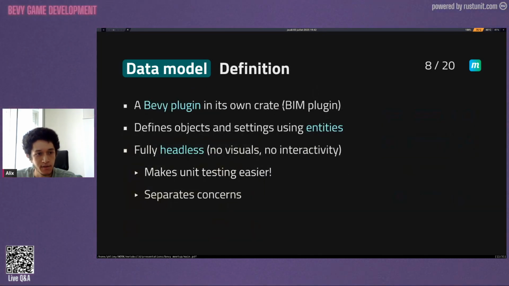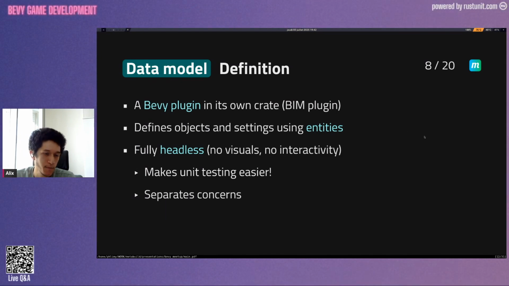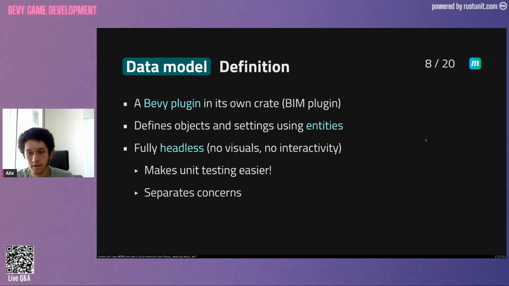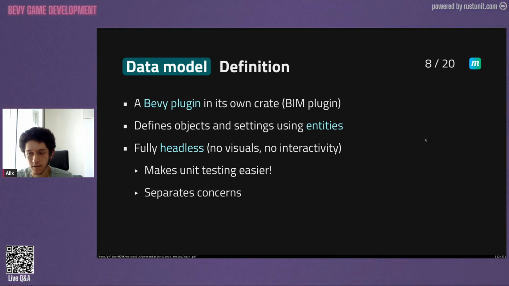Our model is defined in a dedicated crate with its own Bevy plugin. We call it the Beam plugin, and it defines objects and settings using entities. It's fully headless, so there's no visuals and no interactivity, because that makes unit testing easier. We can test a bunch of things without having to worry about those things possibly breaking, and it just separates concerns better.